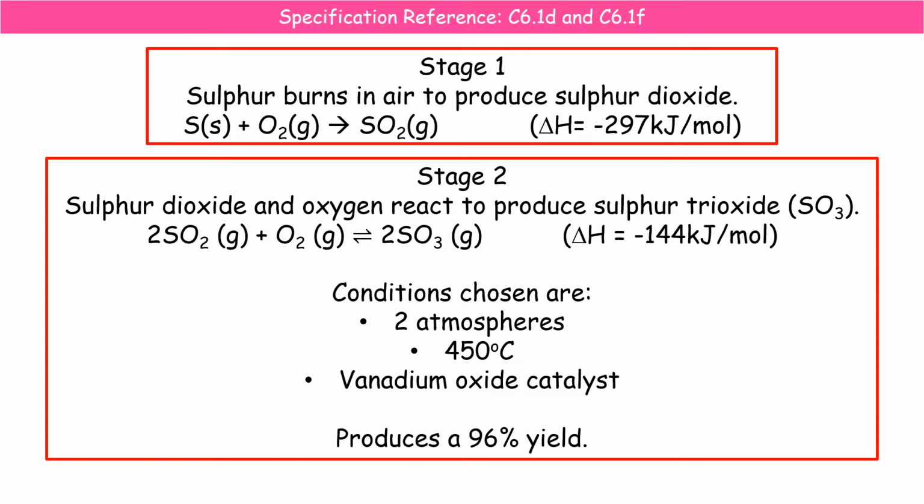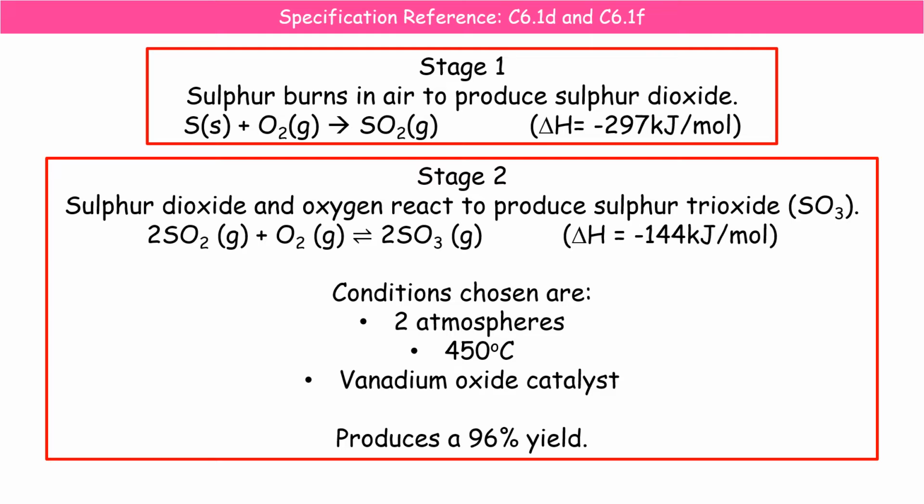Here we're going to take the sulphur dioxide and react it with oxygen once more, but this time we make sulphur trioxide, SO3. If we look to the right of the balanced symbol equation, you can see our delta H is a negative value, which means that the forward reaction is exothermic. Therefore, if we increase the temperature, what we're going to be doing is moving the equilibrium position to the left, so that reduces the yield.